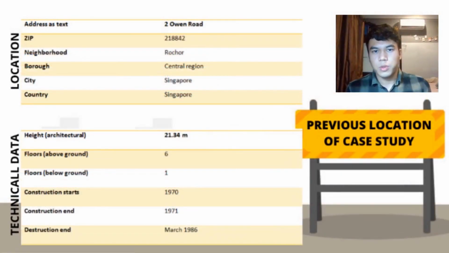The location of the property based on its address as text is 201 Road 218842 Rochor in Central Region at Singapore. The technical data, however, is 21.34 meters in height. It had 6 floors above ground and 1 floor below ground. The construction of the building started in 1970 and ended in 1971, but unfortunately, the destruction ended in March 1986.